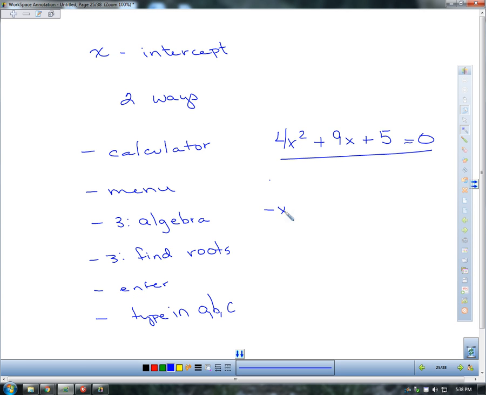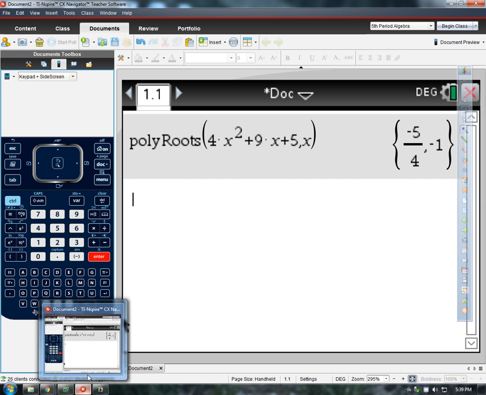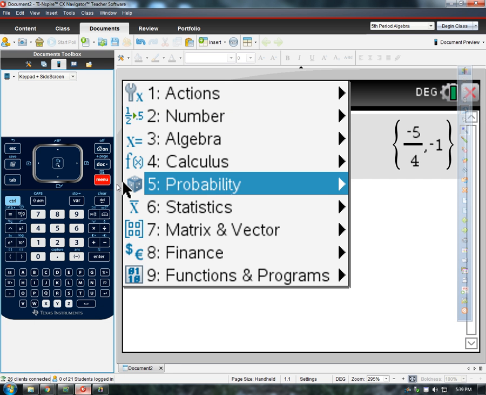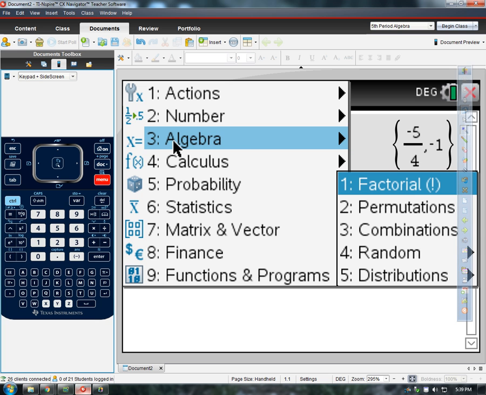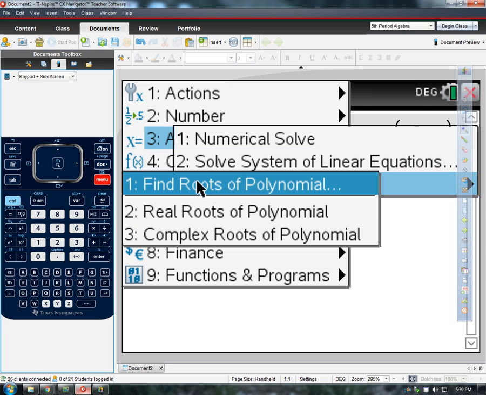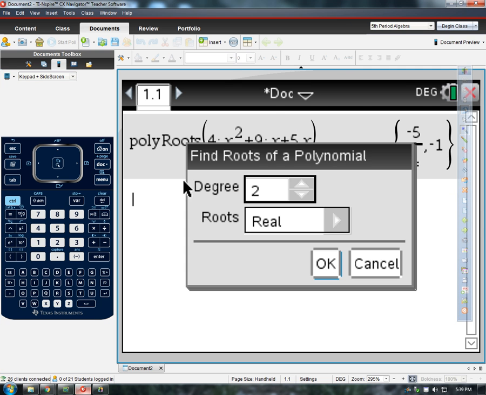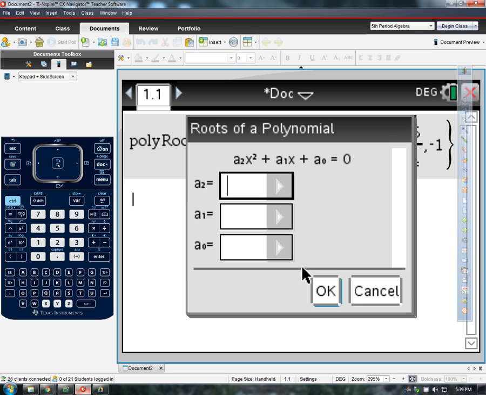Let's try negative x squared plus 10, let's make it 100, equals 0. What are my zeros or roots or solutions going to be to that one? Okay, so here we go. We're back to the calculator. We're going to go to Menu, Algebra, Polynomial Tools, Find Roots. Okay, and we skip through that.